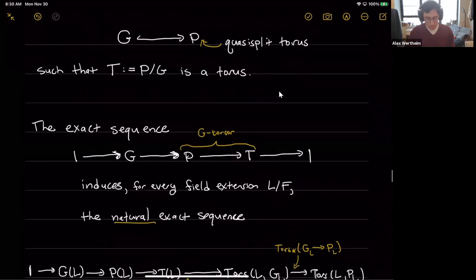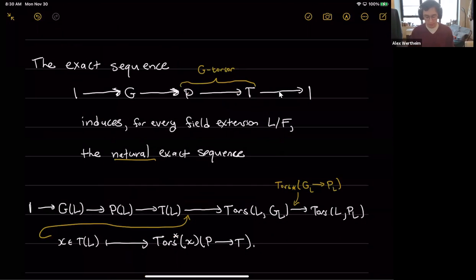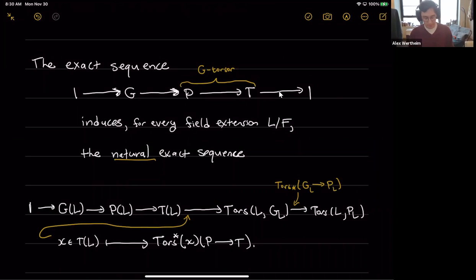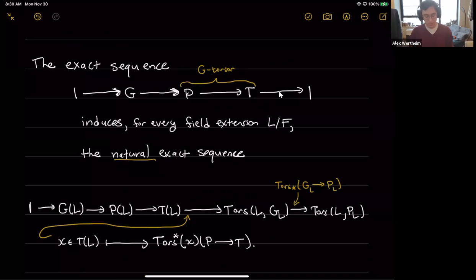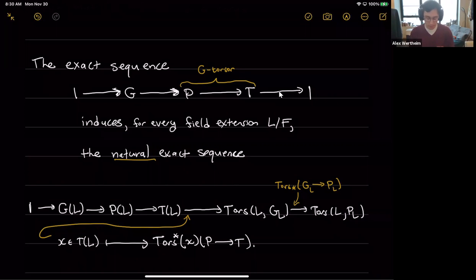So one has a corresponding exact sequence of group schemes, and this induces for every field extension L over F the following natural exact sequence. First, I have three terms just given by the points of each of the group schemes. And this can be continued one further to G-torsors over L with the following boundary map. Suppose I have an L point of T, X, which is just a morphism from spec L to T. The map from P to T is a G-torsor, and I can pull this torsor back along the point X. And this gives me a class in Tors L, G_L. And I can even continue this sequence one further by applying the change of group map from G to P.